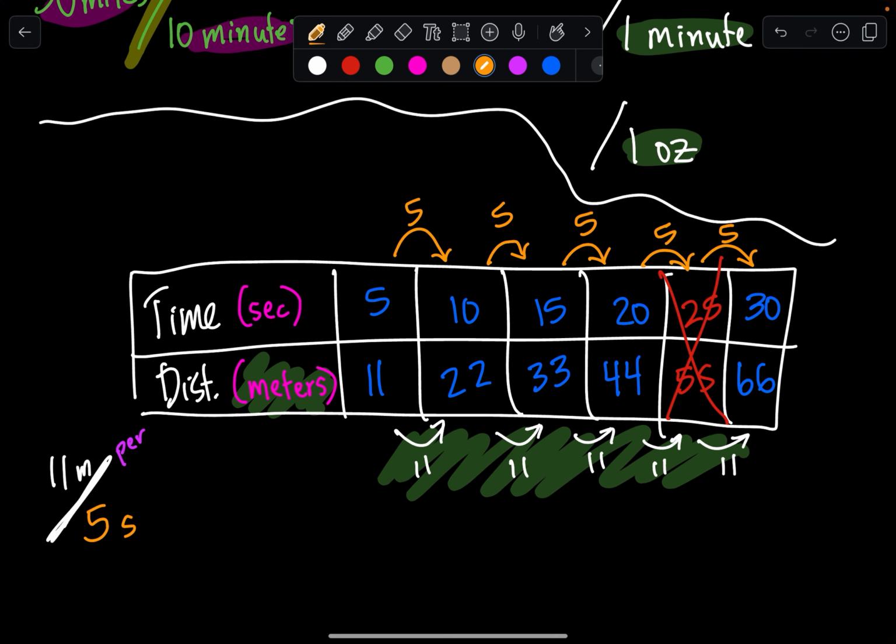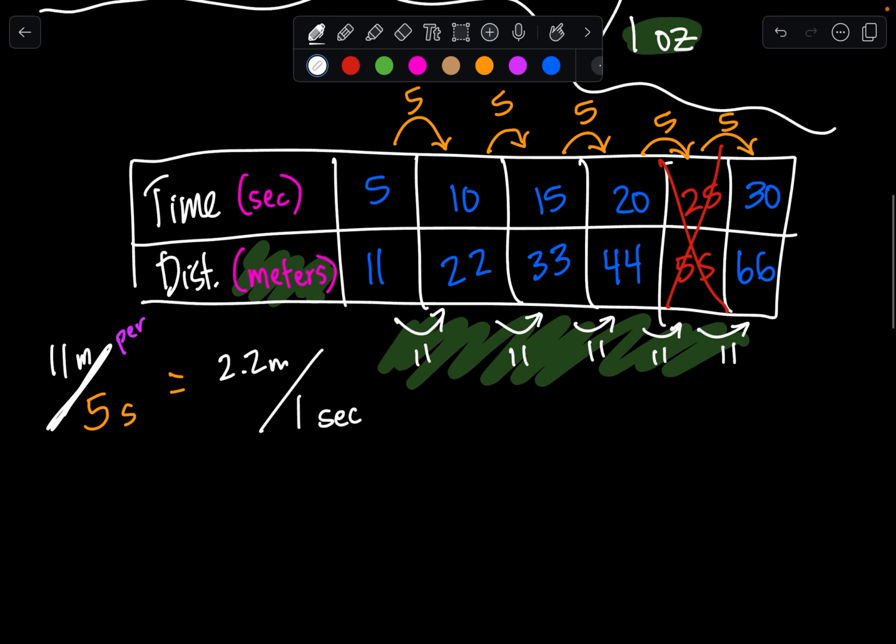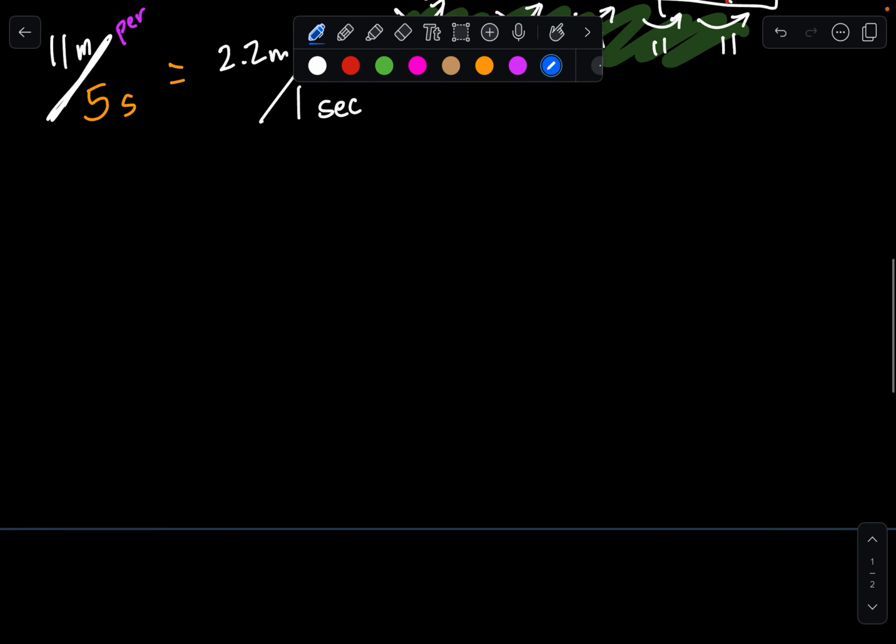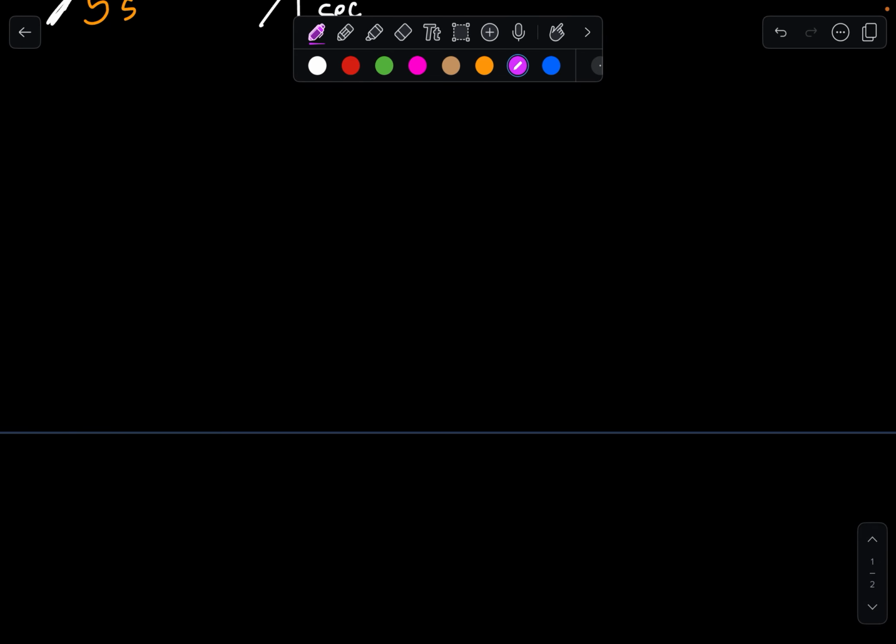So when you type it in and reduce it, it becomes 2.2 meters per 1 second. So this would be your unit rate. Again, I know it's gross, but a different way to think about it would be, let's say you can buy 10 shirts.